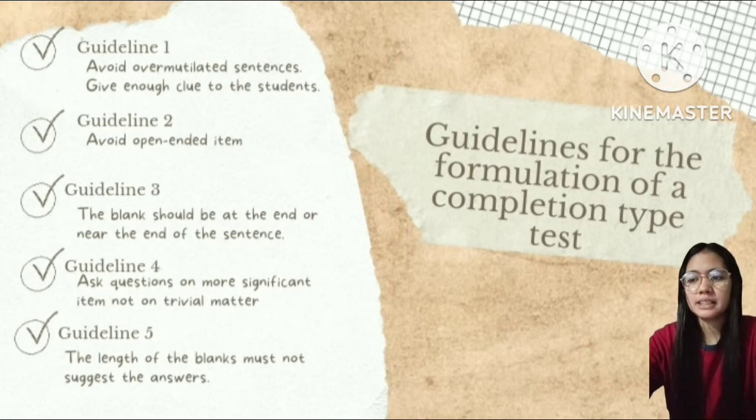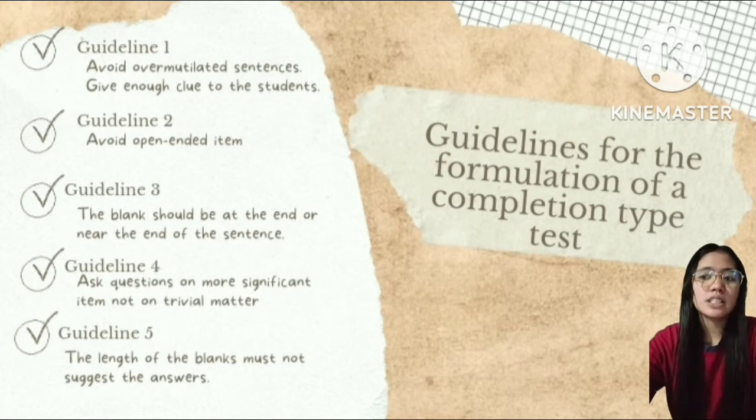Number 5. The length of the blanks must not suggest the answer, so better to make the blanks uniform in size. So example, a part of speech that names a person, place, or thing is blank. Another example, a word used to connect clauses or sentences or to coordinate words in the same clause is called blank. Kailangan na uniform in size ang length of blanks para hindi mag-guess lang ang bata. Mas malaki ang chance na manghula lang si learner kung hindi uniform ang length of blanks.